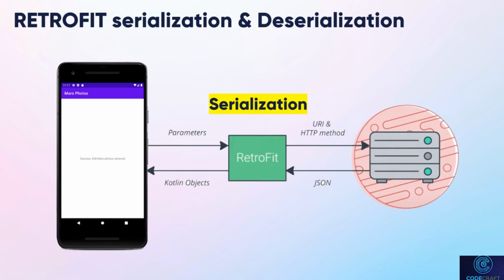Serialization: when sending data to a web API, you often need to convert complex data structures such as objects or lists into JSON format. JSON converters like GSON or Moshi automate this process, allowing you to pass native Kotlin or Java objects directly as request bodies. Retrofit will automatically convert these objects into JSON before sending these requests.